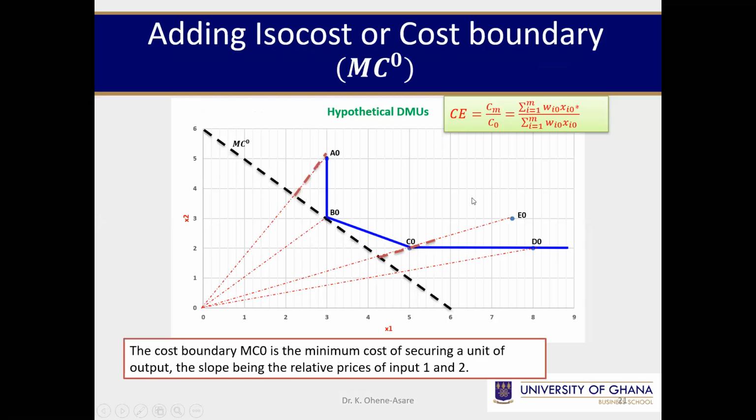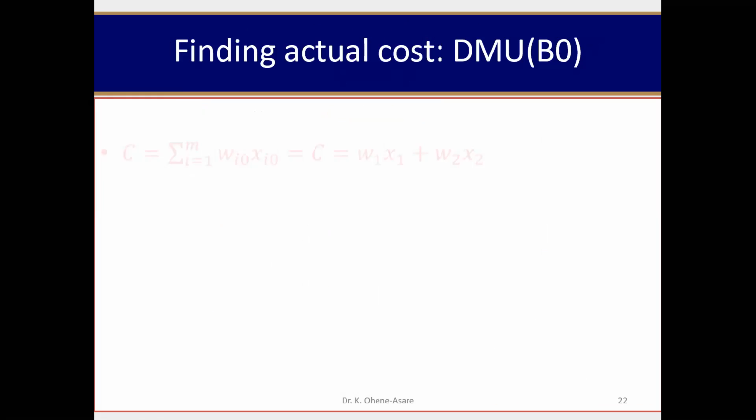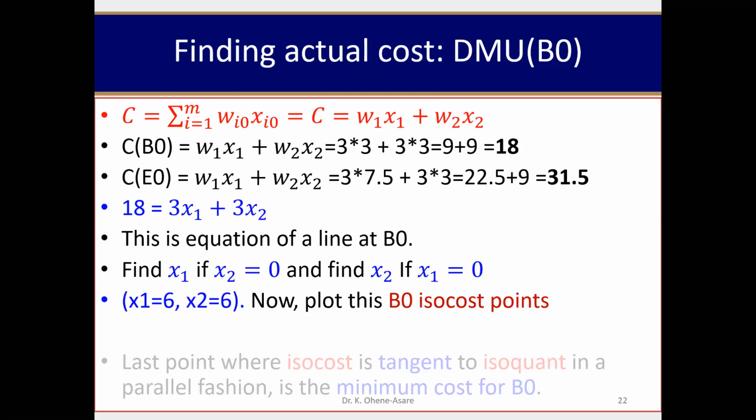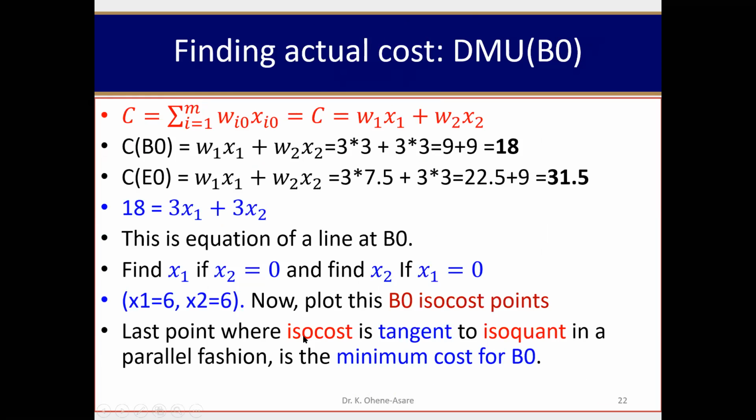And then the idea is to shift it down to the last point where it exceeds. So the key point is this: the last point where the isocost is tangent to the isoquant in a parallel fashion, that would be the minimum cost for that.